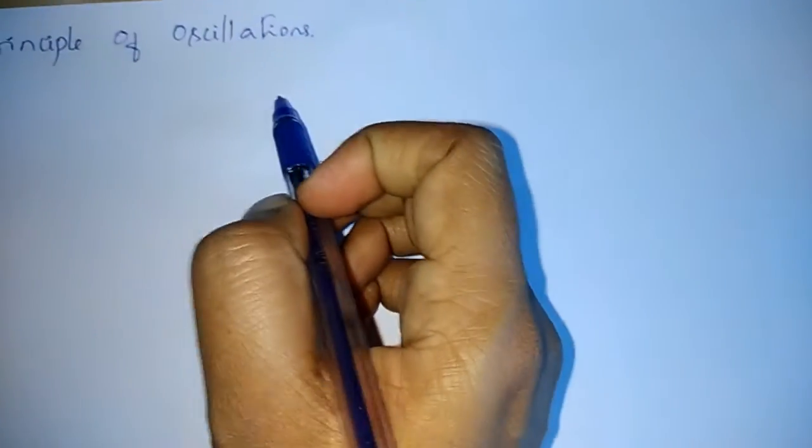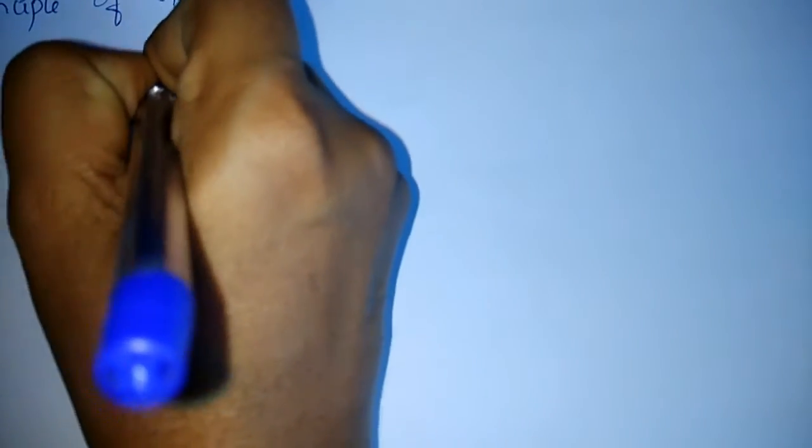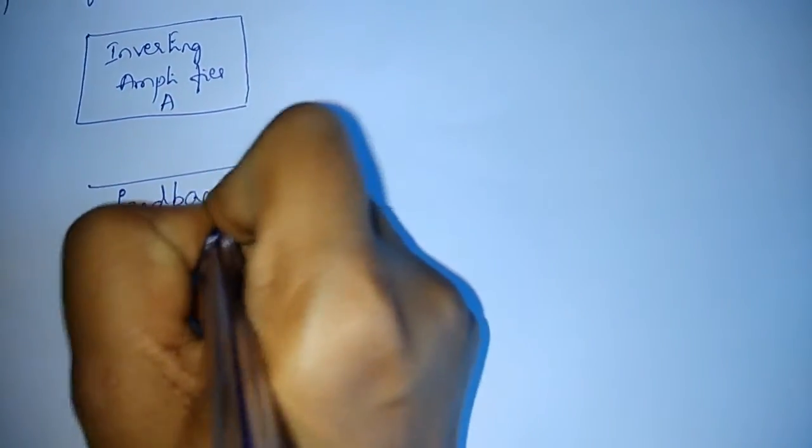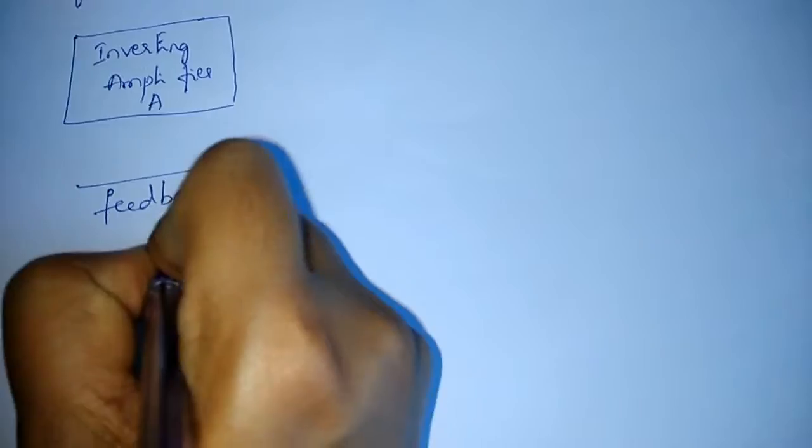Next we have the principle of oscillations. What is the principle of an oscillator? Here I'm considering an inverting amplifier with the gain A, which has a feedback network with gain beta.